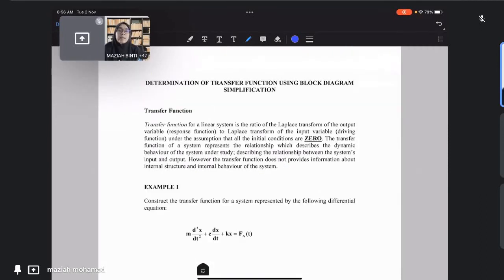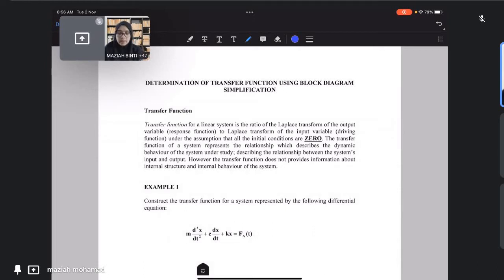And the second one is signal flow graph. We're going to convert the block diagram into a signal flow graph, and then we use Mason's rule to determine the final transfer function. So as for today, we're going to learn the block diagram simplification method.